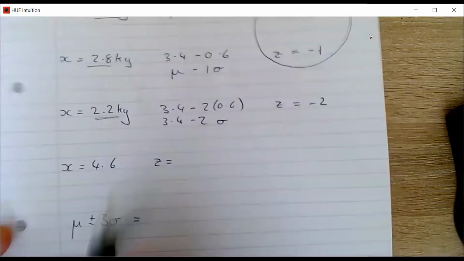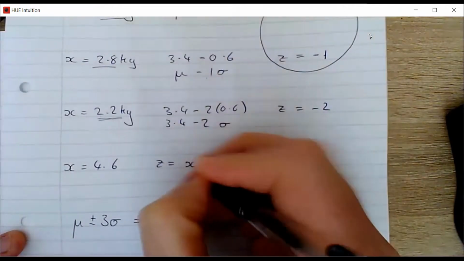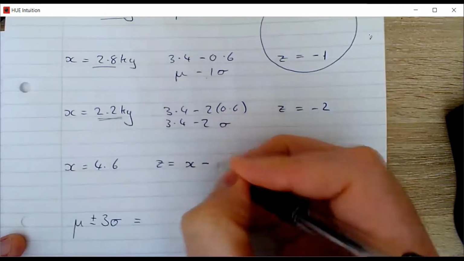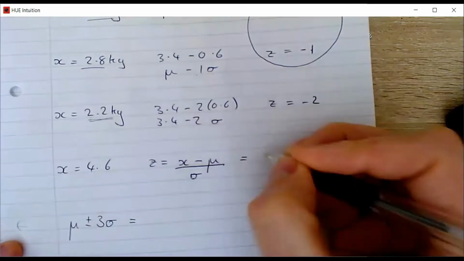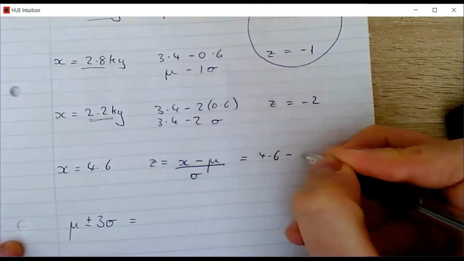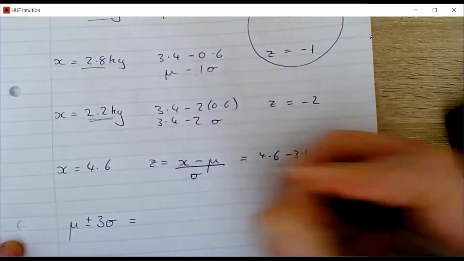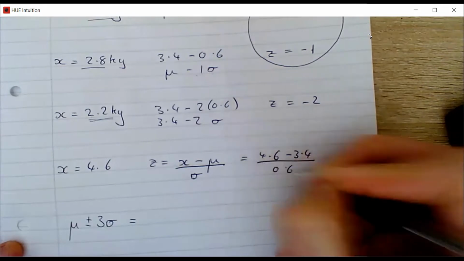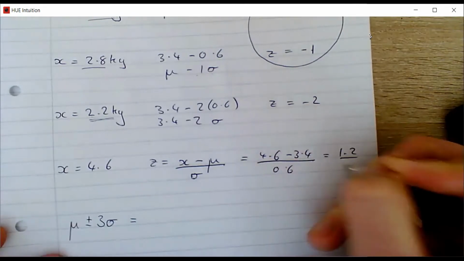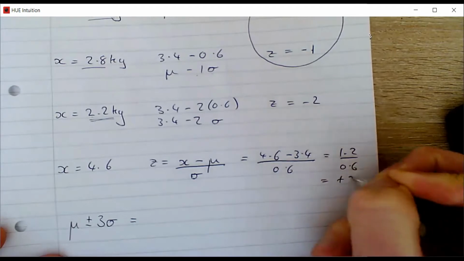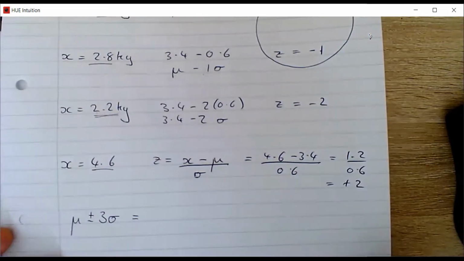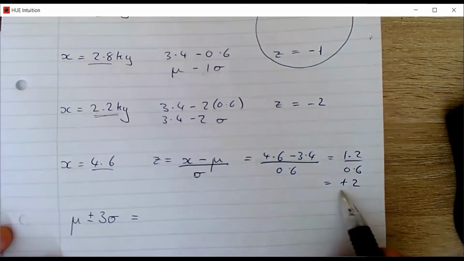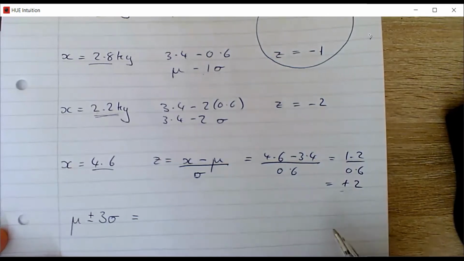So how do we calculate that Z score? In general, the rule is you take the actual value, you subtract the average value, and divide by the standard deviation. So for 4.6, that'll be 4.6 minus 3.4 divided by 0.6. That gives 1.2 over 0.6. That's a standard score of +2, or this child will be 2 standard deviations above average, because it's a positive standard score.